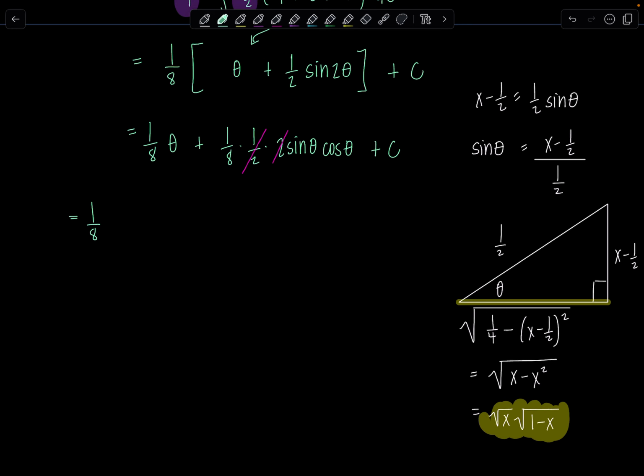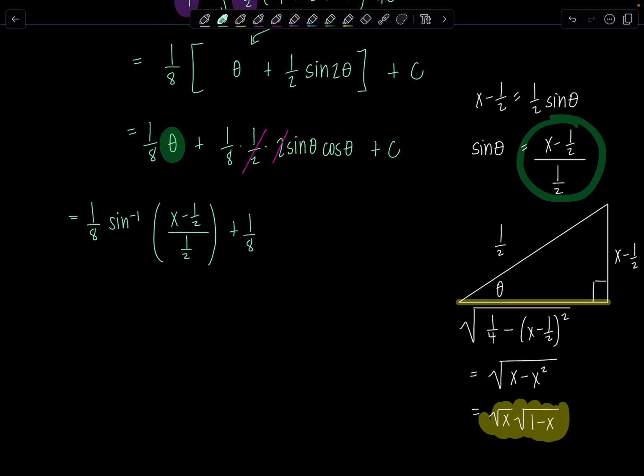Okay, here we go. So we've got 1/8. Now plain old theta, you come here and you go, it's going to be sine inverse of all of that mess. It's sine inverse of x minus 1/2 over 1/2. I'll clean it up in a second, don't worry. Plus 1/8 times, now this sine theta, we know it's x minus 1/2 over 1/2 times cosine theta, that's adjacent, remember we're using this for the adjacent side, over hypotenuse. So that would be rad x, rad 1 minus x, over 1/2 plus c.